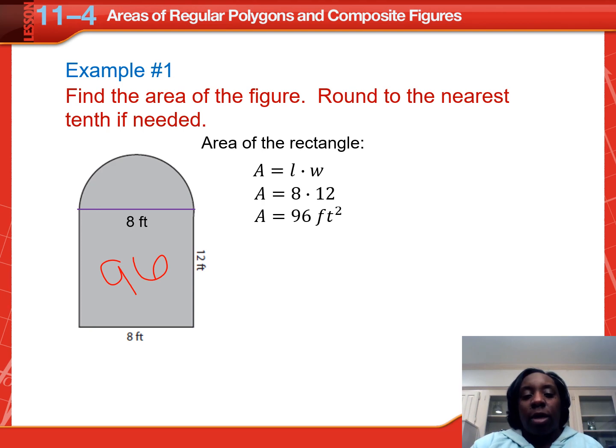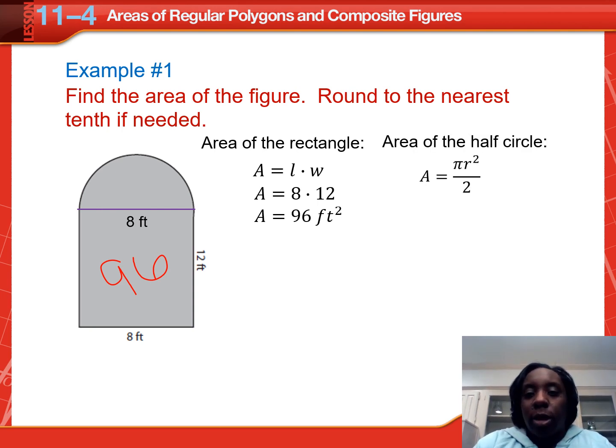So with the half circle, the information that I do know, if you notice that the bottom is 8 feet, then the diameter of the circle is also 8 feet. The problem is, for the area of a circle, you don't need diameter. Let's look at the formula. We need radius. And notice that I said the area of a half circle. So you take the area of a regular circle, which you guys just saw in our video with sector area, and we've got to divide it by 2.